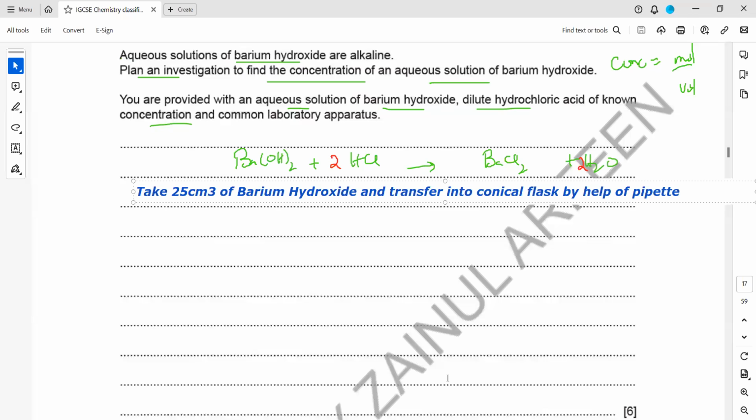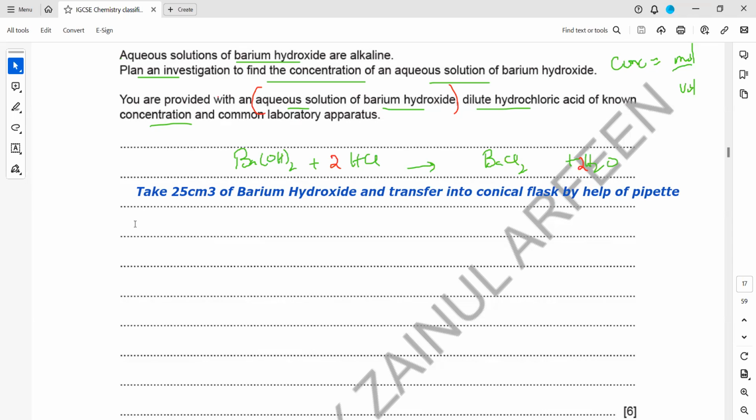So we have a solution. That's why we will use a pipette, because it's written aqueous. Aqueous means it is dissolved. So first we take 25 cm cube of barium hydroxide and we transfer that into a conical flask by the help of a pipette.